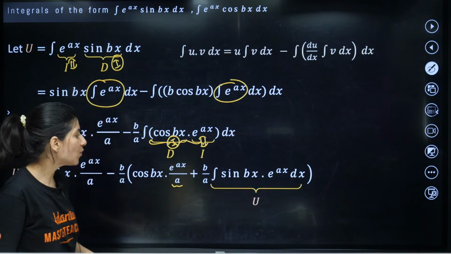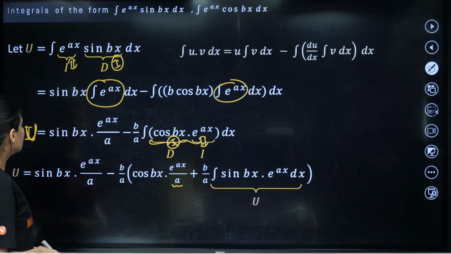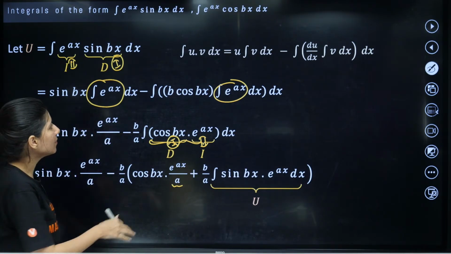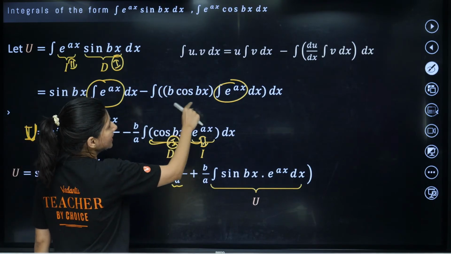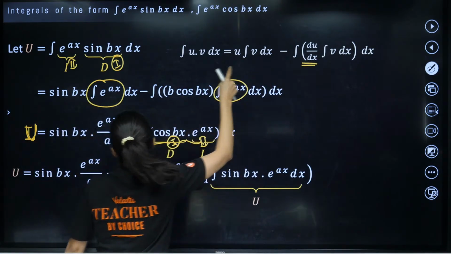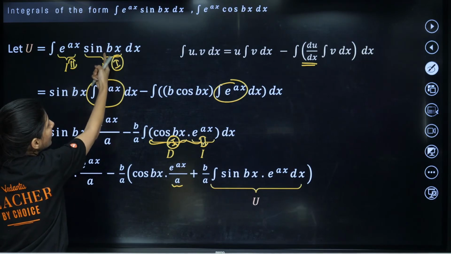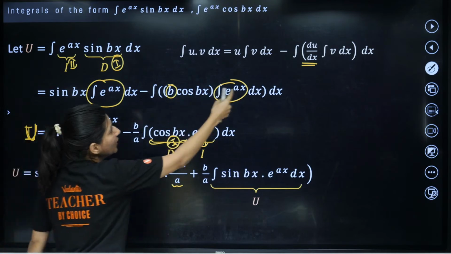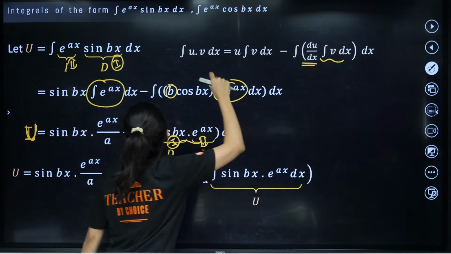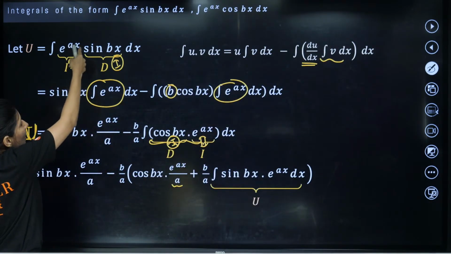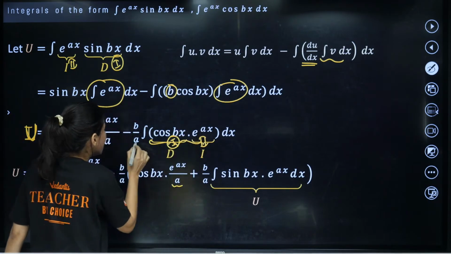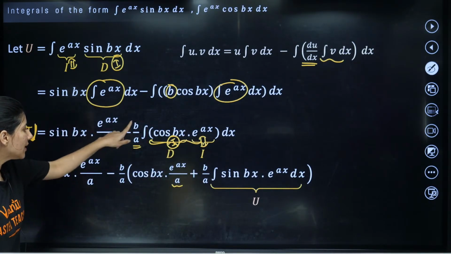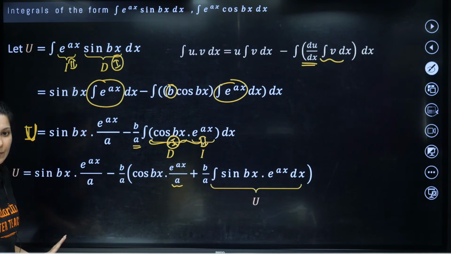Ravi is asking why b by a. Hold on. b by a is coming because if you differentiate the first function, the derivative of sin bx will be cos bx into b. And if you integrate the second function, the integration of e raised to power ax will be e raised to power ax upon a. That's why this minus b by a is coming.